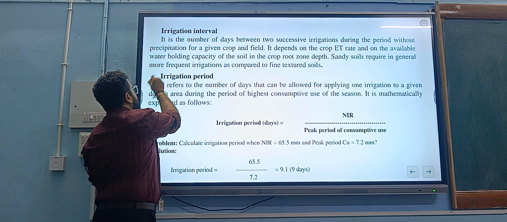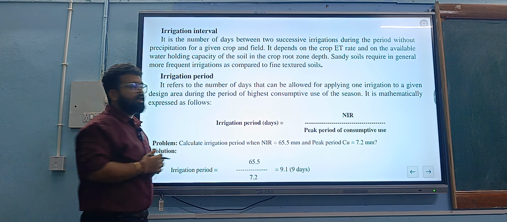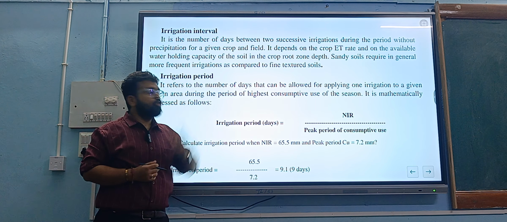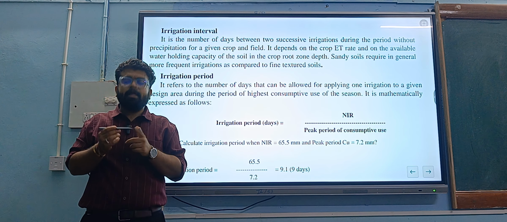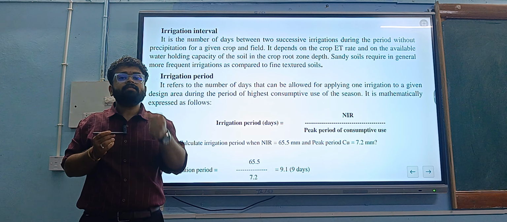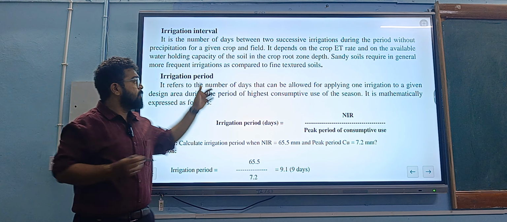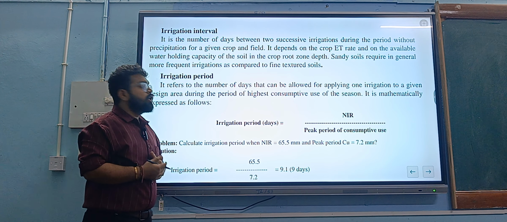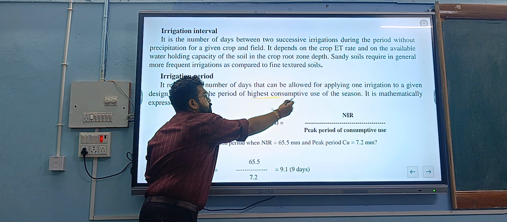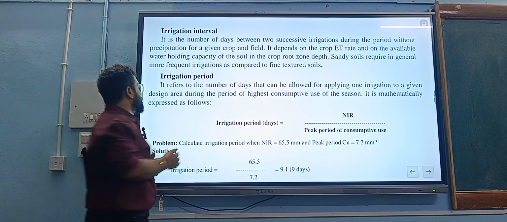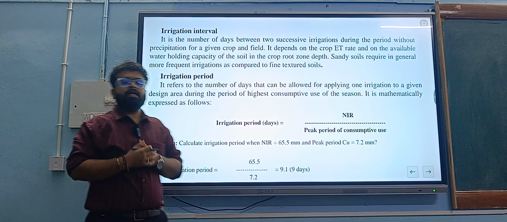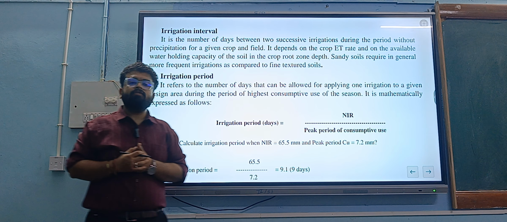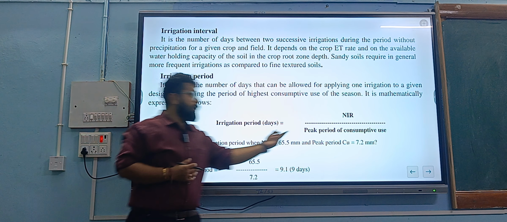The fourth definition is irrigation period. What is the irrigation period? It is the number of days that can be allowed for applying one irrigation. If you are applying one irrigation today, how many days you take to apply that one irrigation determines the irrigation period, for a given design area during the period of highest consumptive use of a season. It is mathematically expressed as irrigation period equals net irrigation requirement divided by peak period consumptive use.